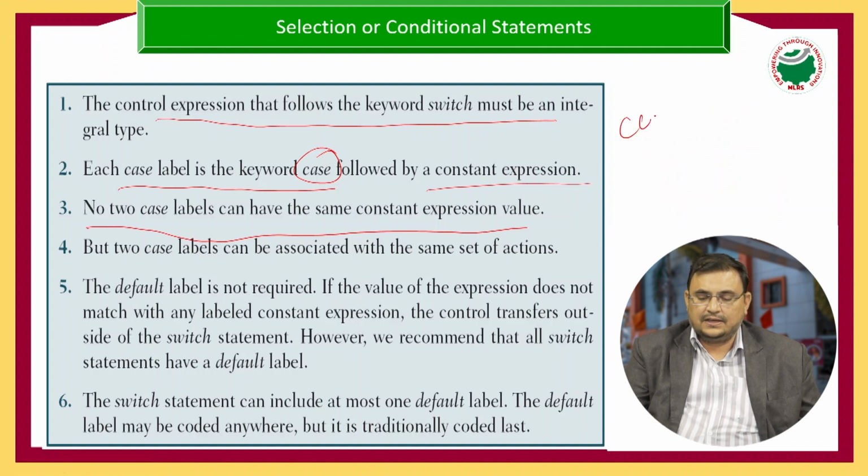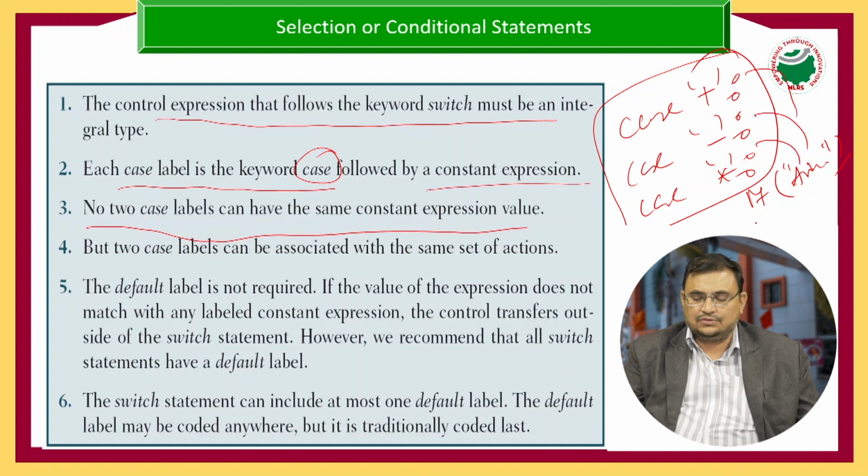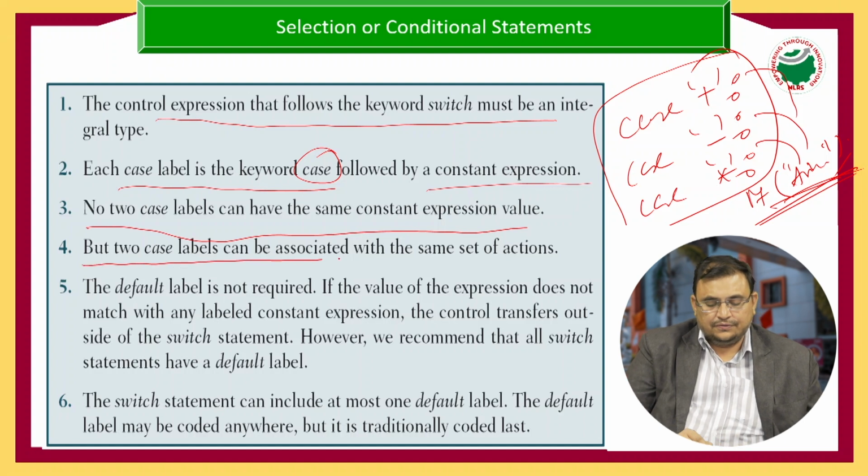Means, for example, you can take case plus colon, case minus colon, case asterisk colon, printf arithmetic operators. In this, if any one case is matched, all three are associated with the same statement. If case plus is true, it prints arithmetic operator. If case minus is true, then it will print arithmetic operator. If case asterisk is true, it will print arithmetic operator. That is the meaning of the fourth point.